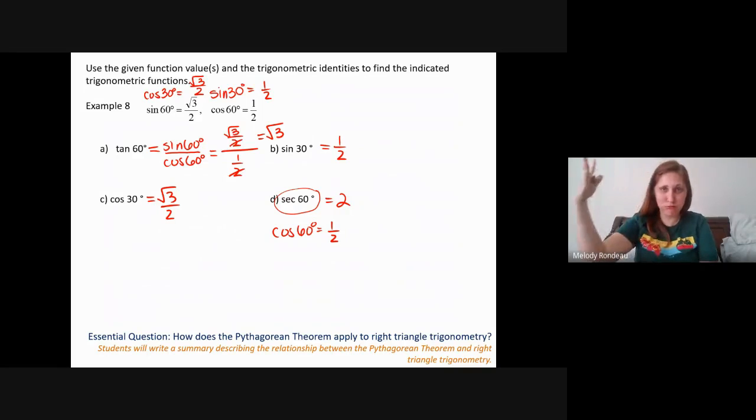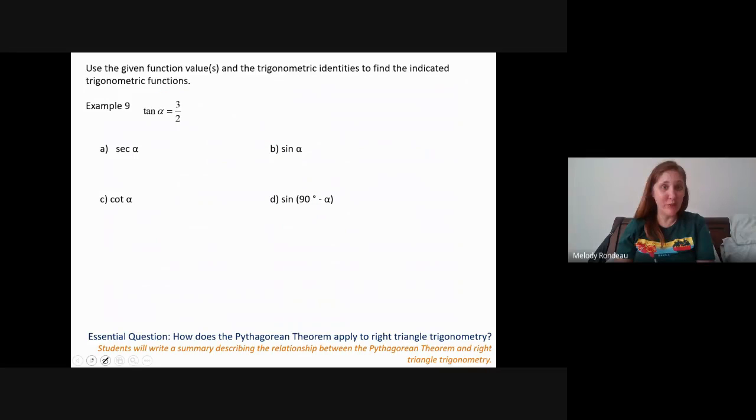Anybody's mind blown? A lot of craziness. I love trig. It's so fun. Okay, I'm going to go forward. We're going to try it again. This one, I will not lie, is harder.